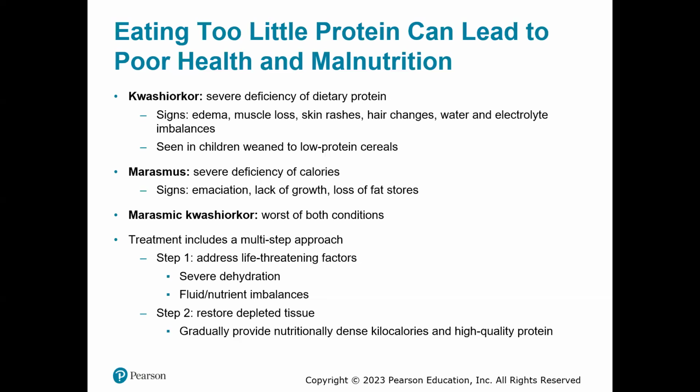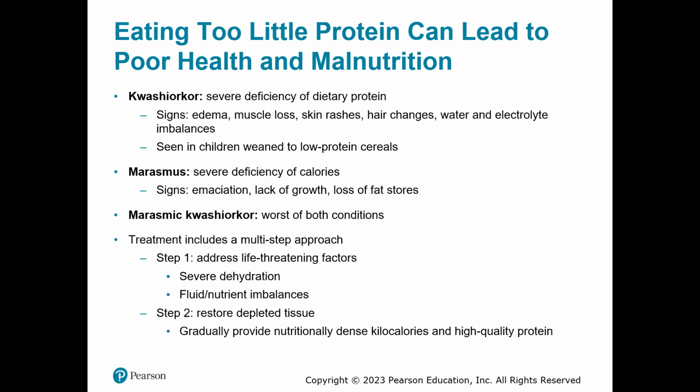The results of protein energy malnutrition, one of them is called kwashiorkor. It's a severe dietary protein deficiency where you end up with edema, especially in the abdomen, abdominal edema, muscle loss, skin rashes, thinning hair, water and electrolyte imbalances. This happens in children that are weaned a little too early and then end up eating a low protein cereal as basically their only food. So they're not getting baby foods and stuff, maybe just a low protein cereal.